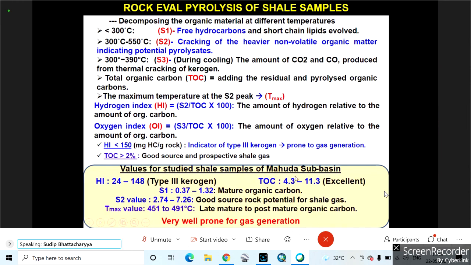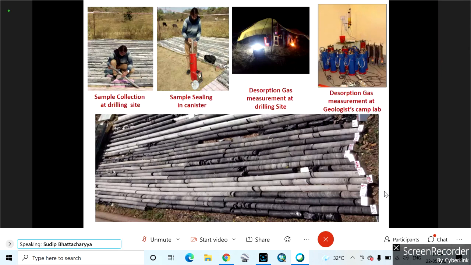So this basin is very much important. It may be used in every basin to assess the hydrocarbon potentiality, whether the gas generation capacity is there or not. This is going on in the field, as you see. The drill core is taken out, put into a canister, and gas measurement is going on. The same thing we are doing for our CBM, and we measure the gas coming out from this one.